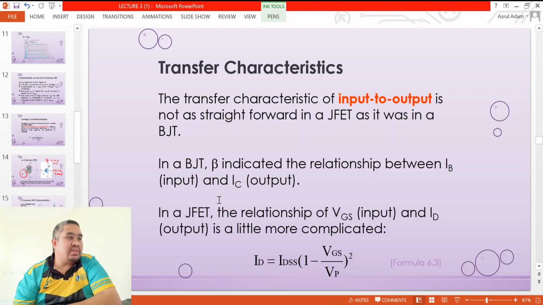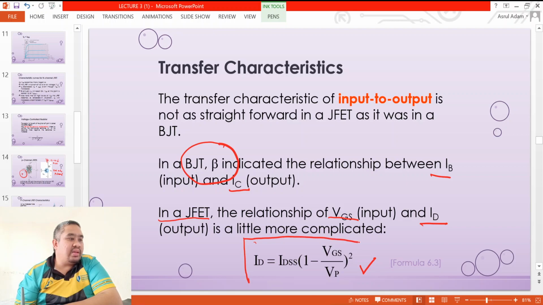So, the transfer characteristic. The transfer characteristic from input to output is not as straightforward in the JFET as it was in the BJT. As we know, the BJT has beta, which indicates the relationship between IB and IC. But for the JFET, the relationship of VGS input and ID output is a little more complicated, so that's why they use this formula.